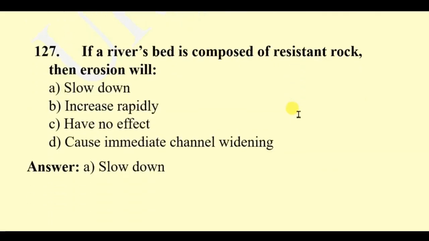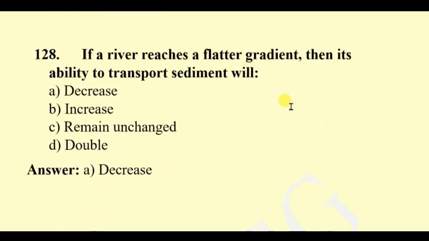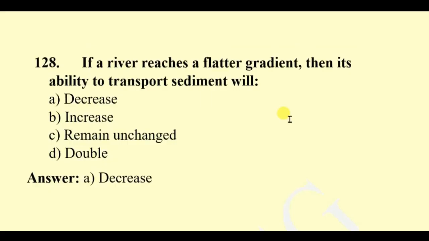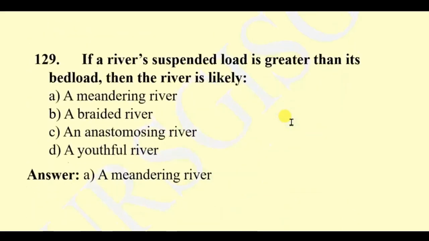Question 127. If a river's bed is composed of resistant rock, then erosion will slow down due to resistance of the rocks and the energy will be lost at the resistance of the rocks. Question 128. If a river reaches a flatter gradient, then its ability to transport sediment will decrease due to less mgh, means less potential energy.